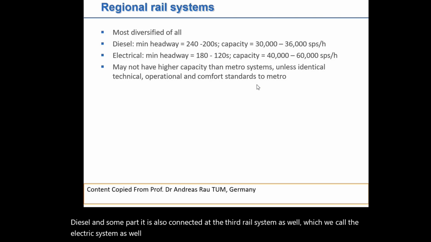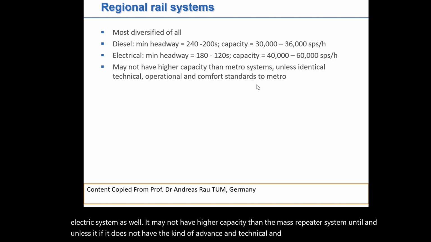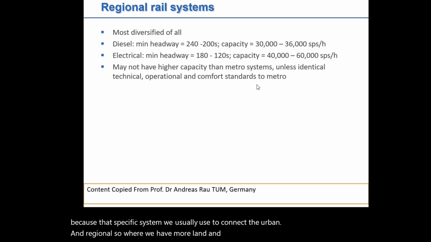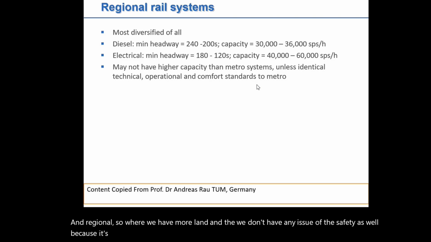It may not have higher capacity than the mass rapid system unless it has advanced technical and operational technology, because that specific system we usually use to connect the urban and regional areas, where we have more land, and we don't have any issue of safety, because it usually operates in an open environment, and it has quite a bit longer headway as well.